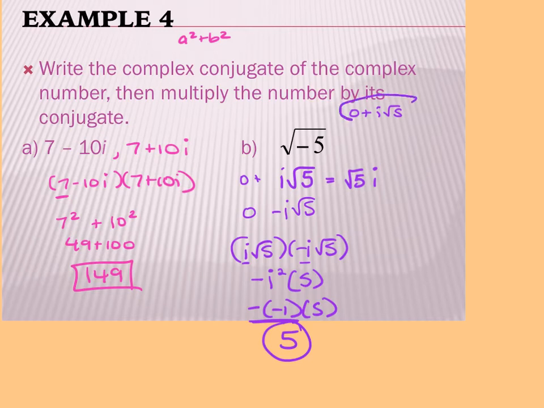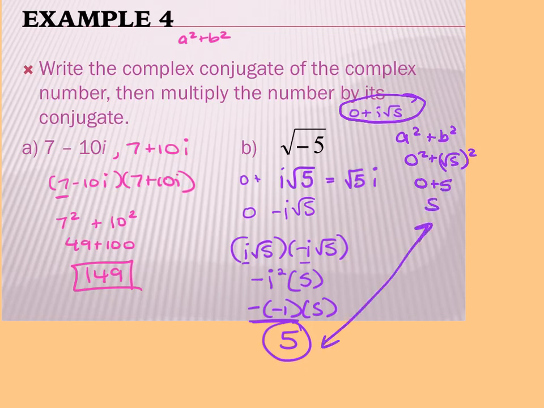If I did it from here, it'd be a squared plus b squared. The a is 0. The b is square root 5. Square root 5 squared is just 5, and this is 5. Same answer, 2 methods. You pick whichever one makes the most sense to you. Questions so far?